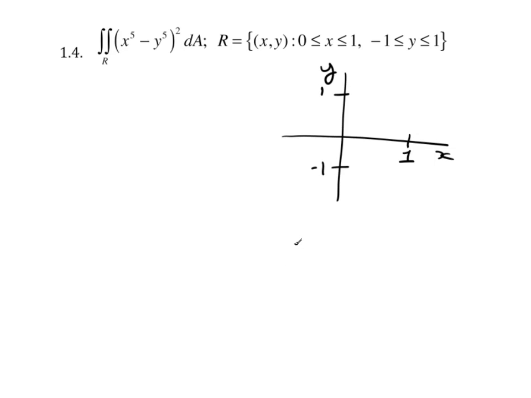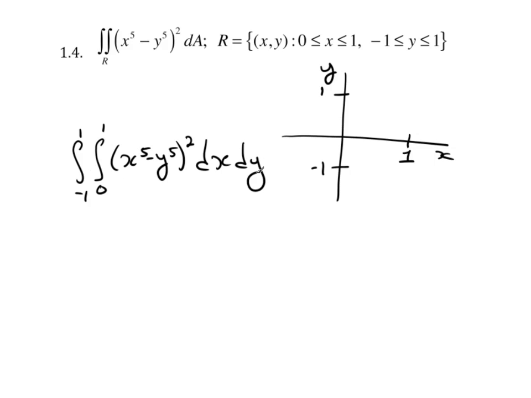So I don't see an advantage to integrating with respect to x first or y first. I don't think the order is going to help me out here in any way. So I'm just going to go ahead and do this. That was kind of ugly. Do this from -1 to 1 and 0 to 1 of (x to the 5th minus y to the 5th) squared. And the order I wrote this is going to be dx dy.